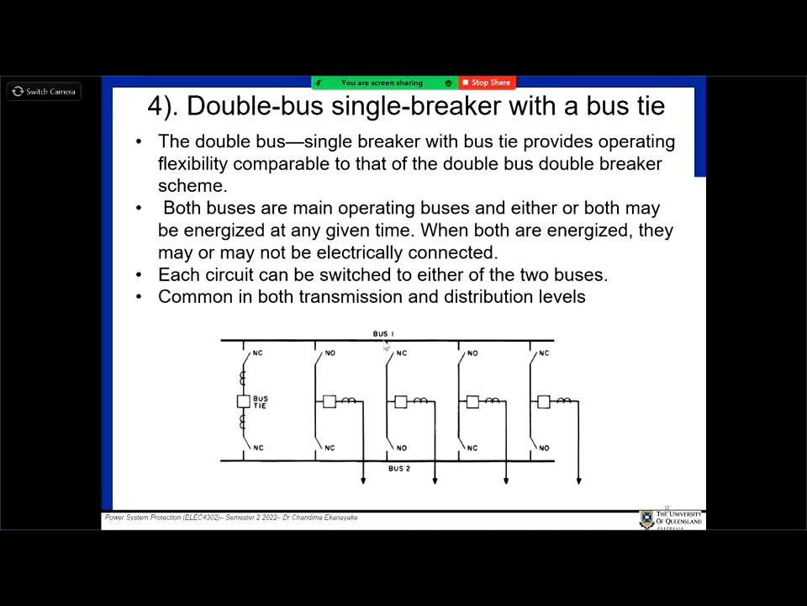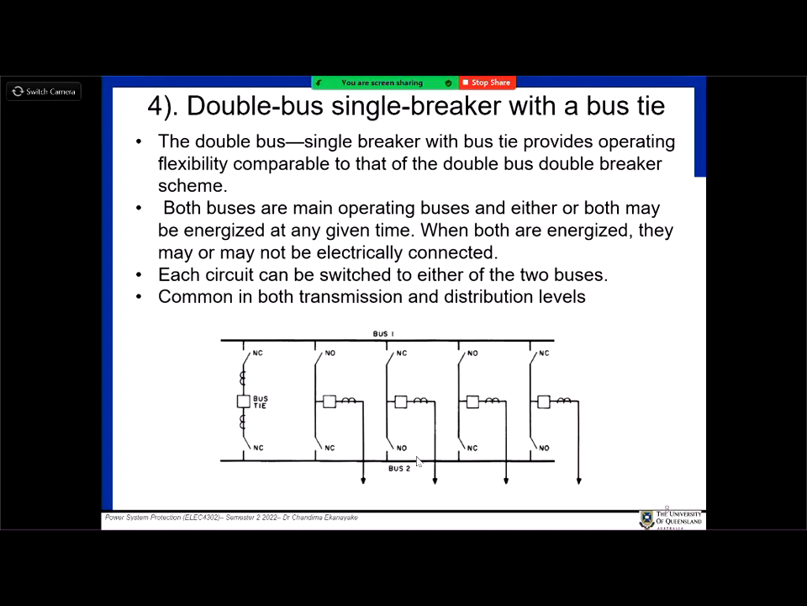So this bus 1 is not like that transfer bus, right? In the transfer bus, you can't run things for a very long time because there are no proper breakers connected to that. But in this one, the breakers are still there. Therefore, you can share the load, and you can operate both buses in a similar way.